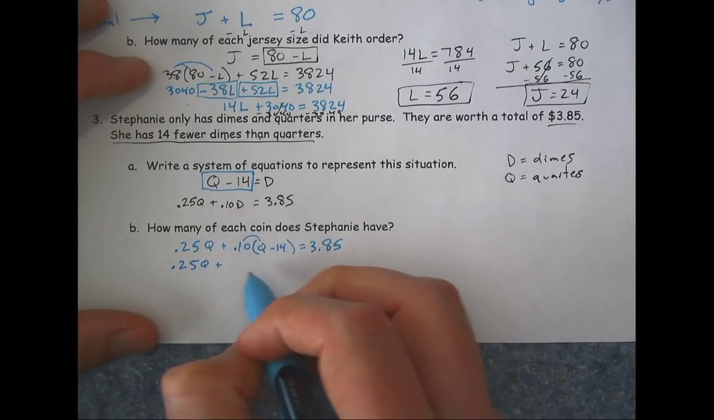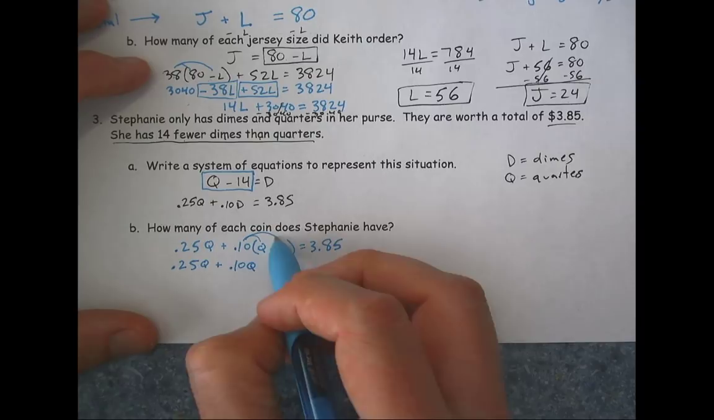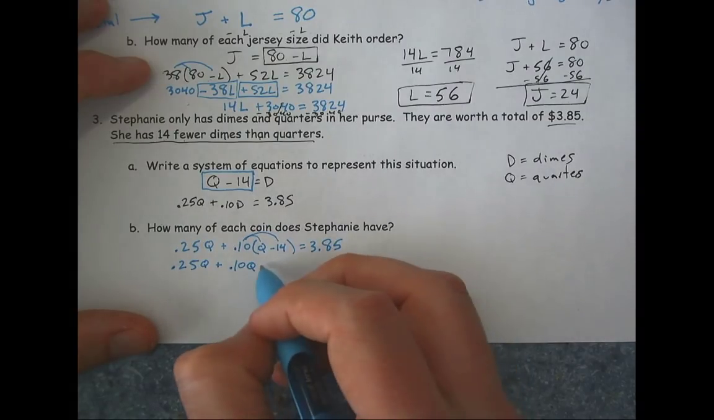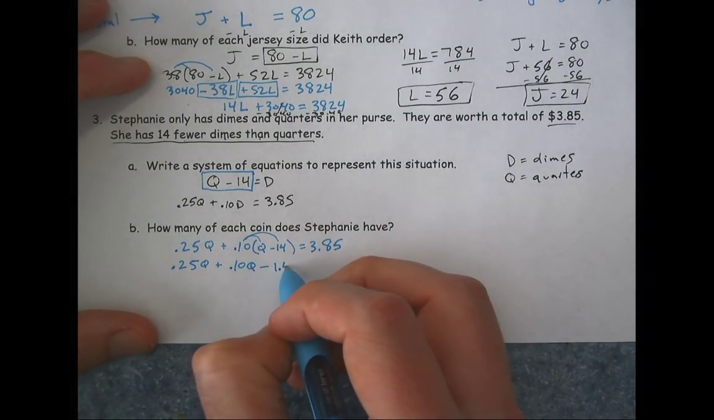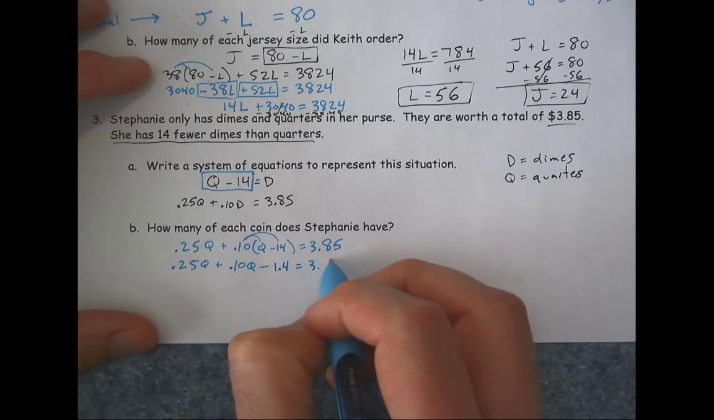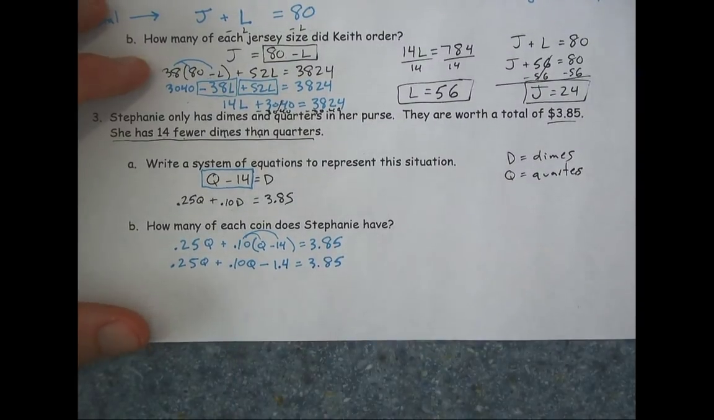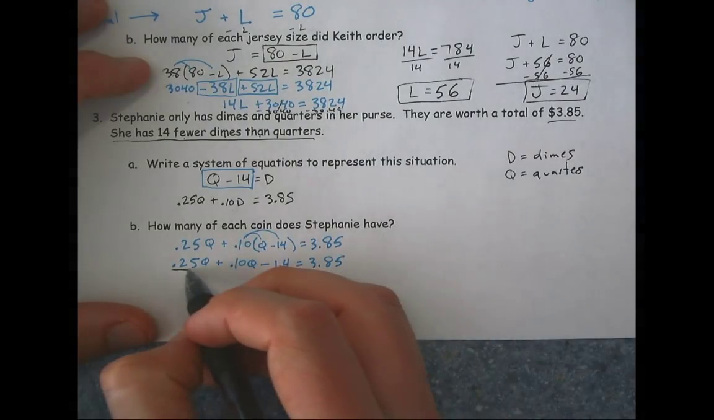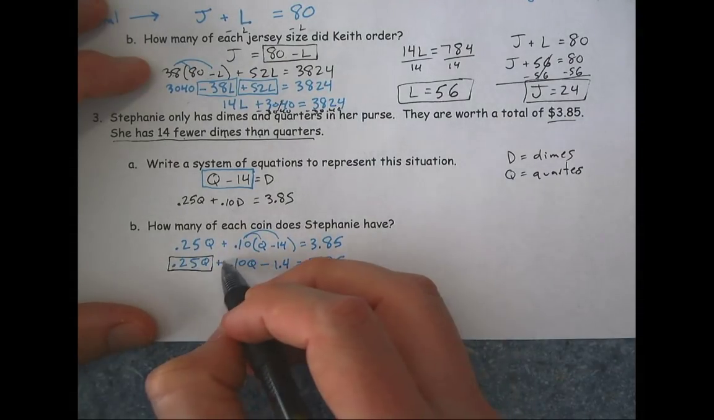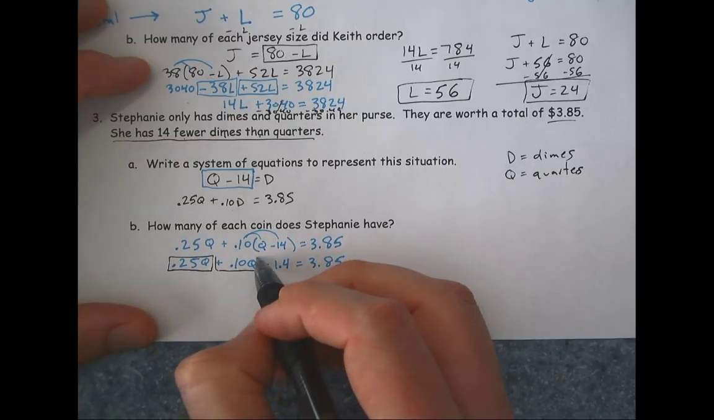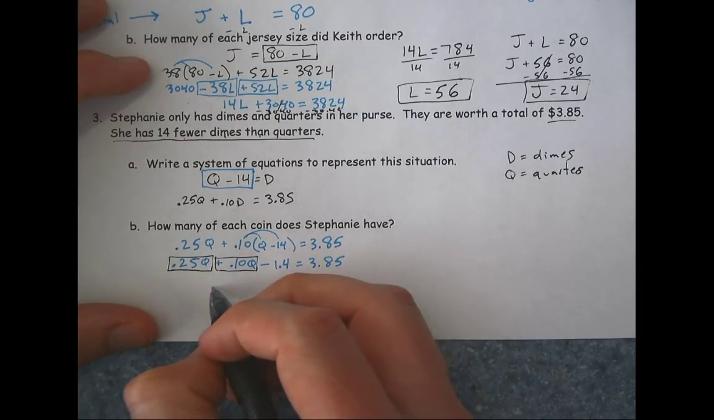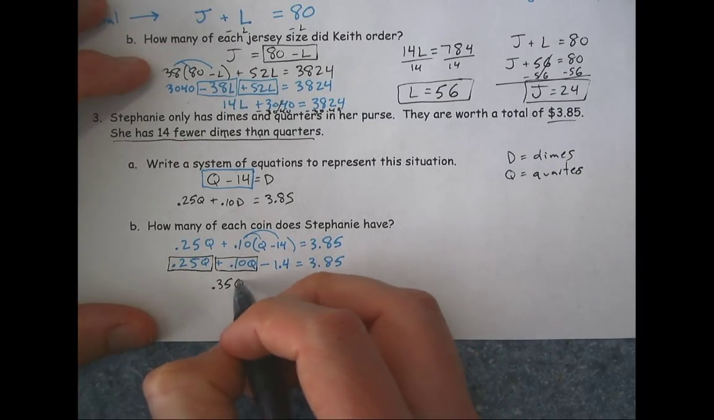So I'm going to distribute the decimal times Q. And I'm going to distribute it here times the 14. And that's 1.4. And now I just have to solve this. First of all, these are on the same side of the equal sign, my Q and my Q. That means I can combine them. So that's 0.35 Q.